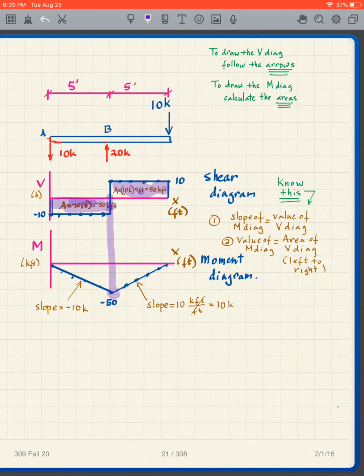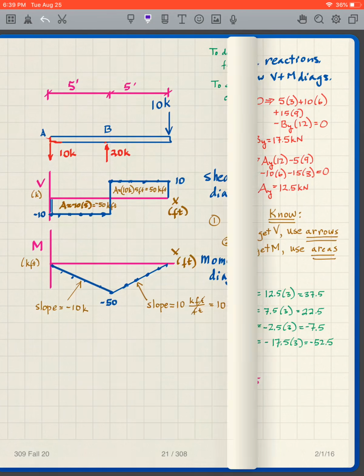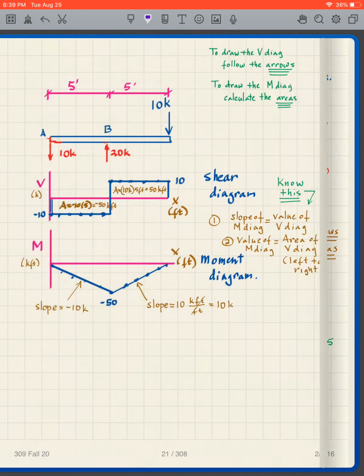So you need to know a couple things. First, to get the shear diagram, we follow the arrows. For the moment diagram, we follow the areas. That's how you draw them. And then you need to know this other part of it, which is the slope of the moment diagram is equal to the value of the shear diagram. And the value of the moment diagram is equal to the area of the shear diagram working left to right. We're going to work a lot of problems, and so you're going to know this because we're going to do a lot of them. Okay, I'm going to stop there.